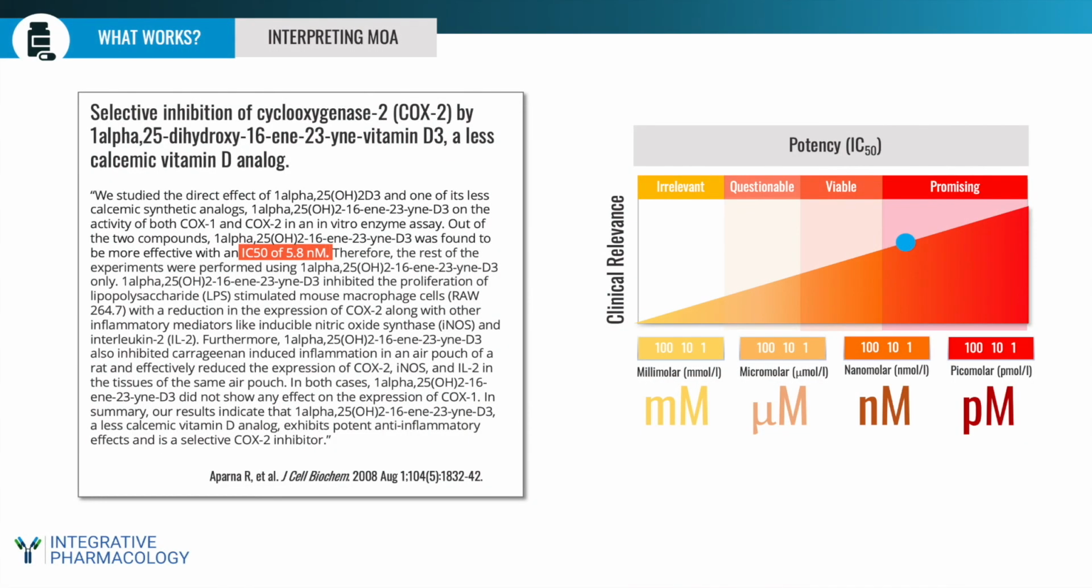On a more promising note, this was a study of a vitamin D analog and its ability to inhibit COX-2. The IC50 was 5.8 nanomolar. So in a word, that's excellent. This mechanism of action is much more likely to hold up in the clinic.